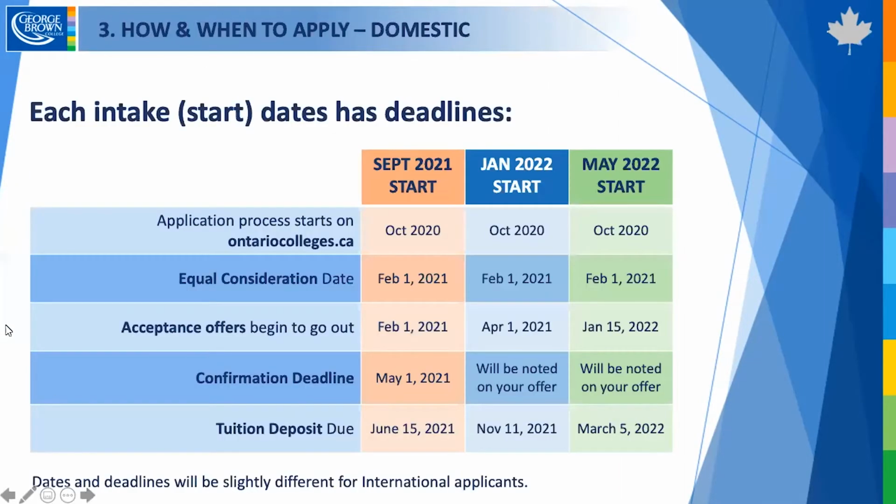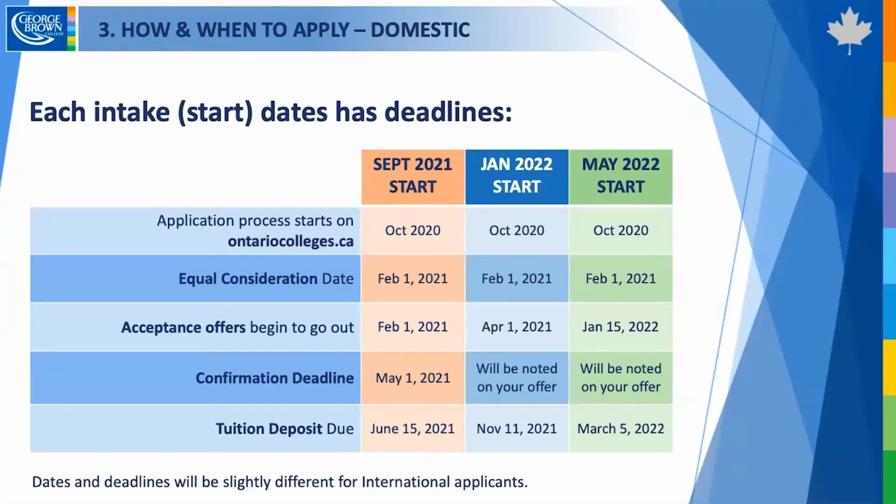So there are three what we call intakes or start dates every year at George Brown. We have our September start date, which everybody is pretty familiar with. Then we have another one in January. And then we also do have a May start. So that is our spring semester that runs through. So there's three of those intakes altogether.